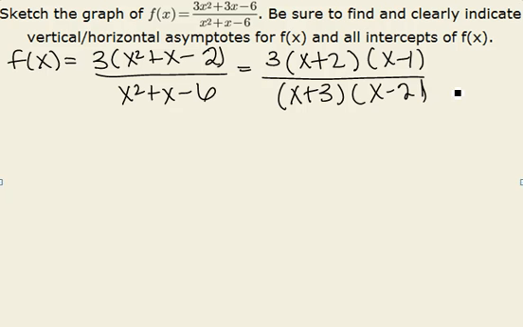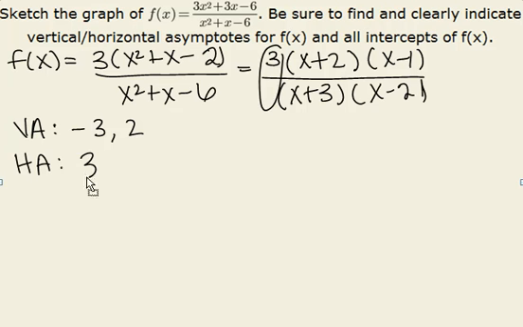So now we should be able to see that our vertical asymptotes, which are the zeros in our denominator, are going to be negative 3 and positive 2. Our horizontal asymptote is going to be, well, we look at this coefficient here, and we've just got 3. That's our y value. These are both x values.